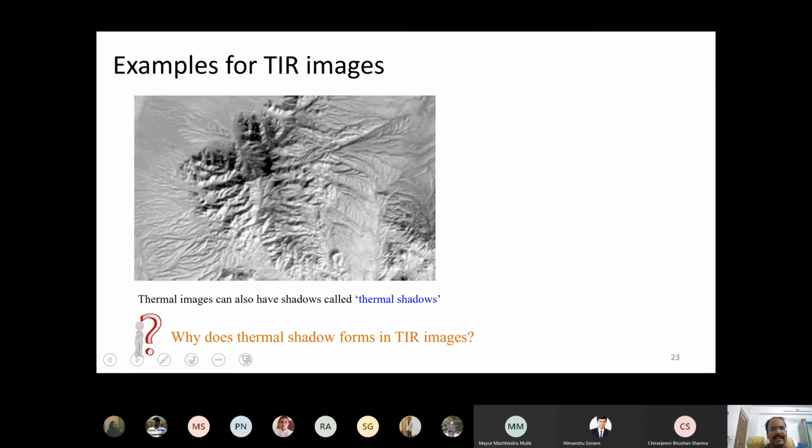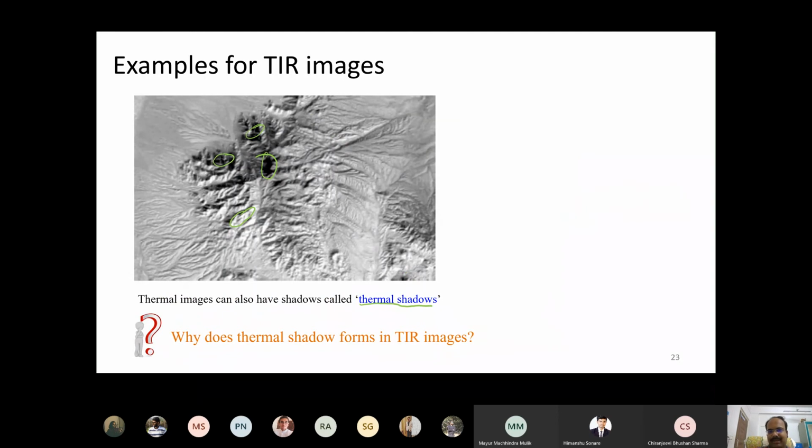This is again a thermal infrared image acquired over a mountainous region. So this is again the same thing. Brighter patches are areas with higher temperature. Darker patches are areas with lower temperature. But this, we call it shadows basically. These are thermal shadows. Similar to how we see shadows in our normal visible images, in thermal images also we can see shadows.